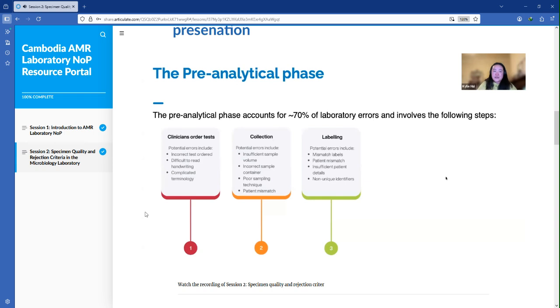And the last thing to note is the rapid transport. The faster these blood cultures can get into an incubator, the faster the turnaround time for a positive or negative result.